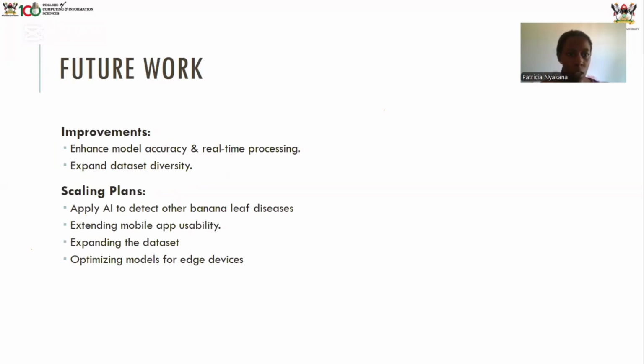Some of our future works, we hope to enhance the accuracy of the model and real-time processing. And we also hope to expand dataset diversity so that we have each class having an equal number of images to the other class such that the model is not biased. Then some of our scaling plans, we hope to apply AI to detect other banana leaf diseases, extending mobile app usability, expanding the dataset, and optimizing the models for edge devices.